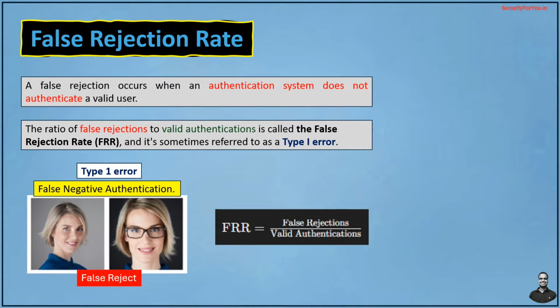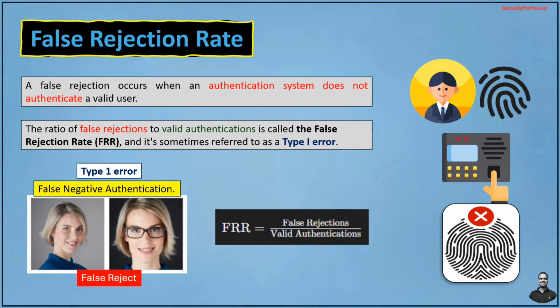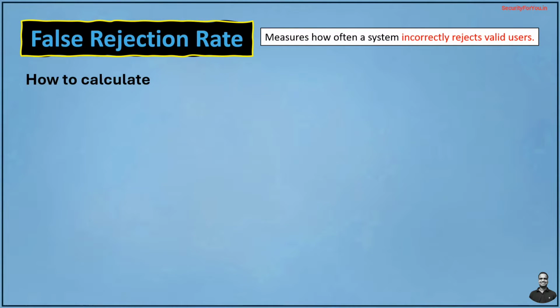For example, suppose you have registered a fingerprint and used it for authentication previously, but when you try to use your fingerprint to authenticate today, the system incorrectly rejects your fingerprint, indicating it isn't valid. The FRR measures how often a system incorrectly rejects valid users. How can we calculate false rejection rate?